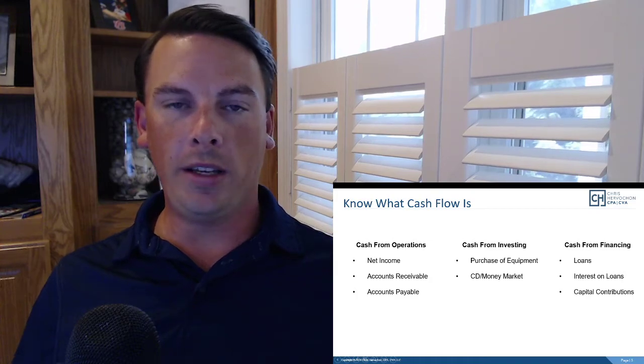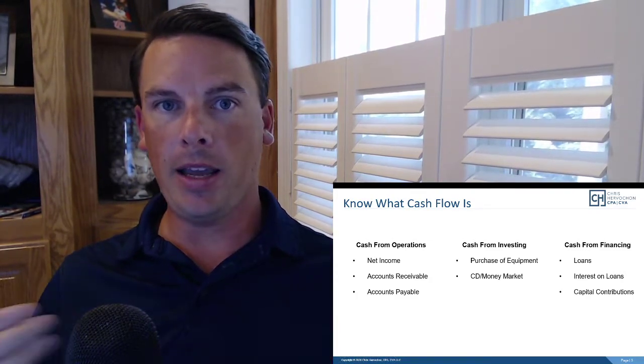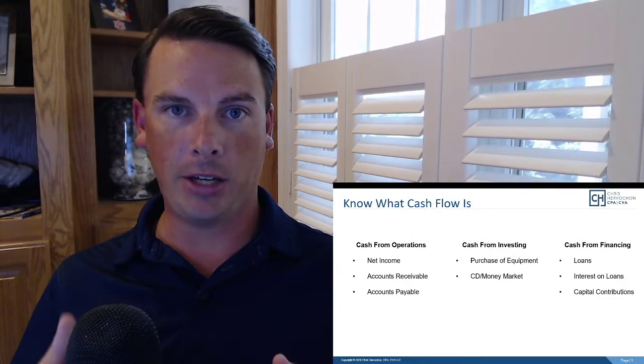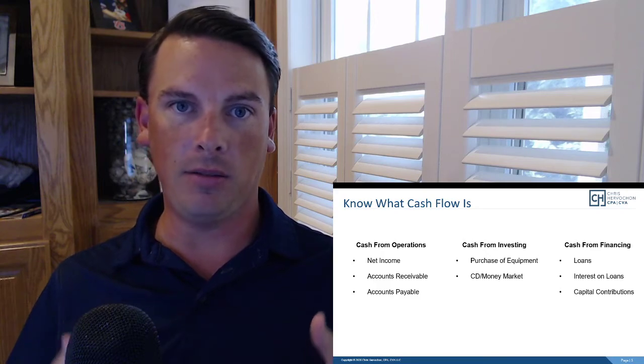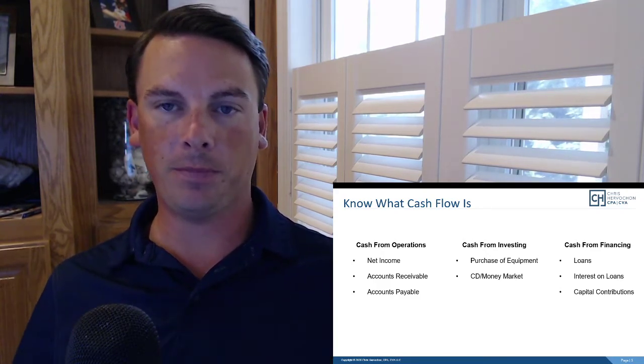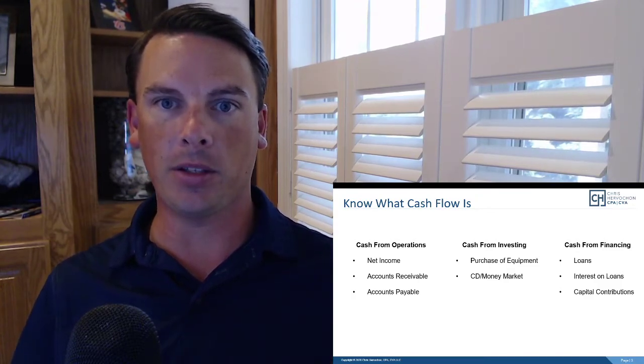Number 1, what is cash flow? Super simple. It is money in minus money out. And when we're talking about money, we're not talking about receivables or payables. We're talking about actual cash coming in the business. Receivables and payables, those are things that are happening in the future. We want to know actually cash coming in or going out of the business.